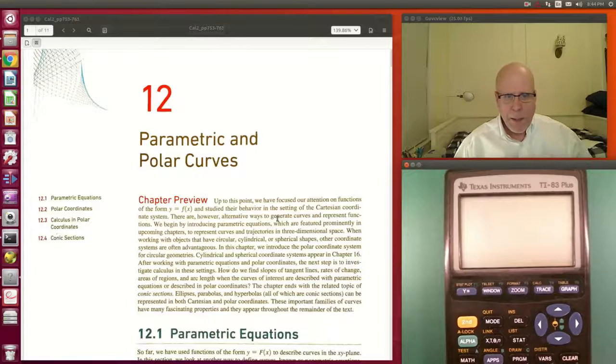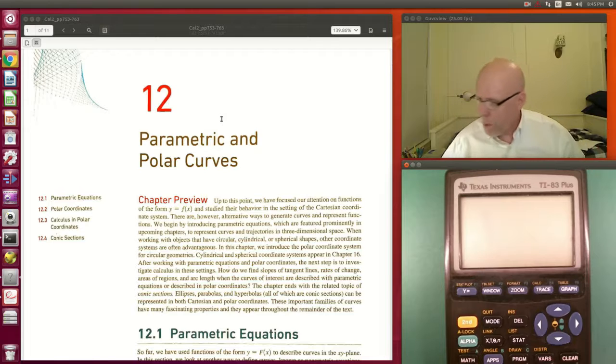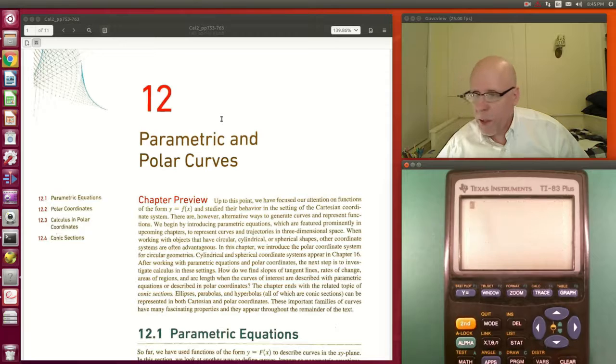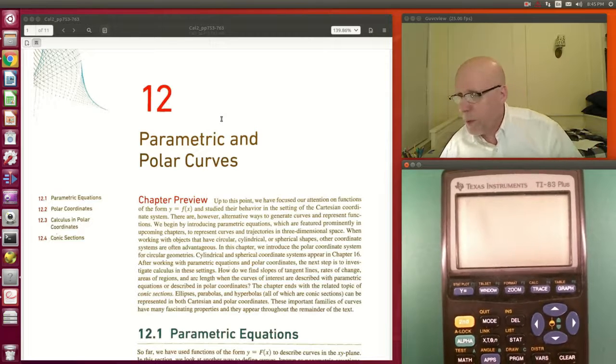Hi everybody. Today we're going to be starting chapter 12 in the book. Its title is Parametric and Polar Curves. I think this is really exciting because it gives you an entirely different way to think about the kinds of curves that we use to model physical phenomena. I thought I'd first introduce this by showing you a mode on your calculator you probably haven't played with before.